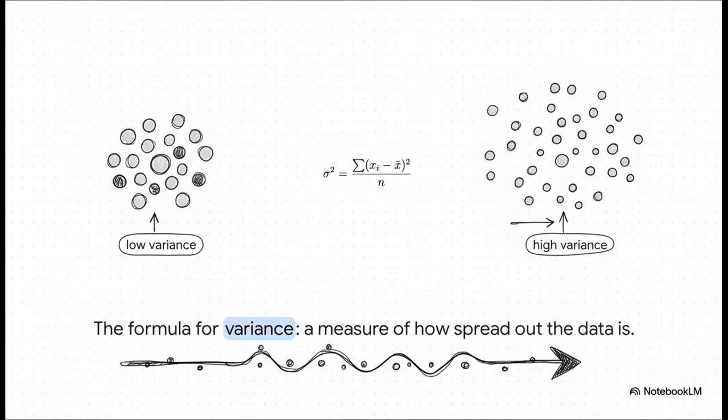So how do we actually put a number on that messiness? Well, we use this formula for variance. Now, don't get bogged down in the math. All it's really doing is calculating the average distance of every single data point from the center. A small variance means all the data is clumped together. A big variance means it's all over the place.